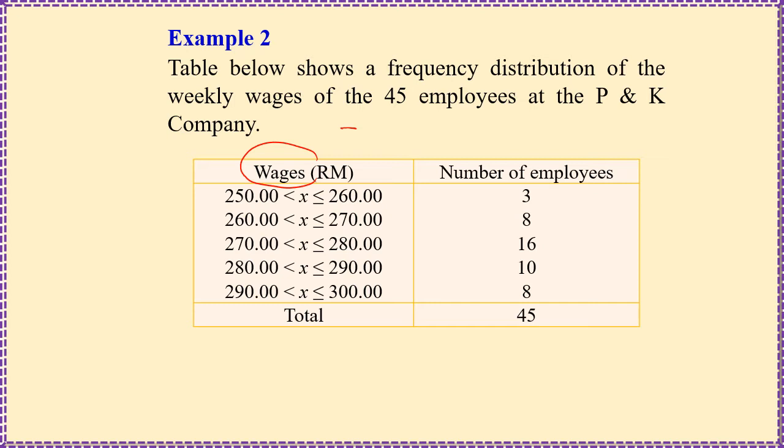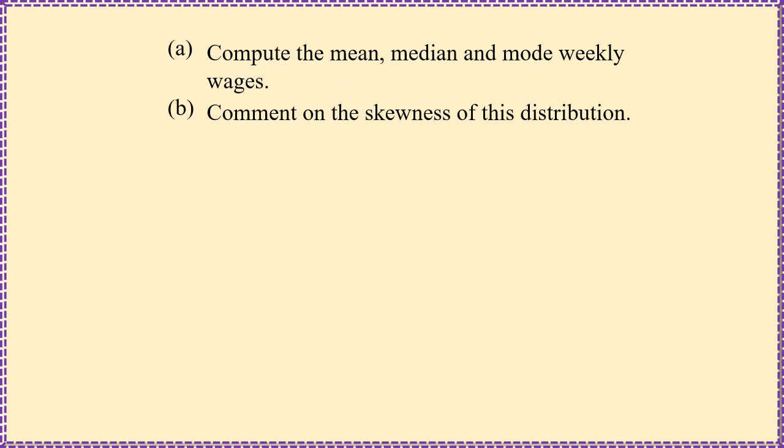data representation? Because we have the same value for the upper and lower limit here, we don't have to worry. Just treat it as the lower and upper boundary. So you don't have to find the difference between the lower and upper limit and the lower and upper boundary. We just treat it as usual. So to compute the mean, median, and mode weekly wages and comment on the skewness of this distribution. The next part is the skewness. To find the mean, median, and mode, we just repeat the same steps as in Example 1.